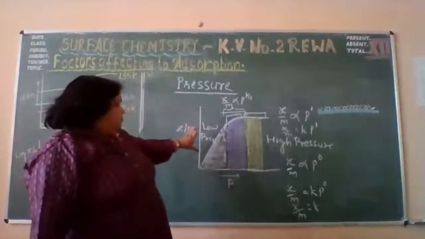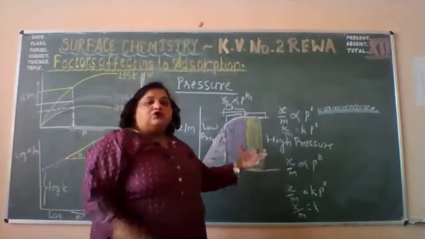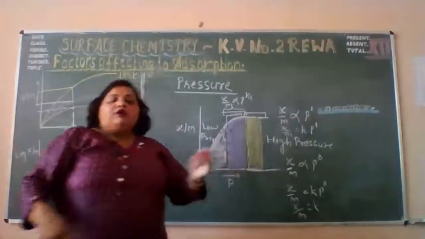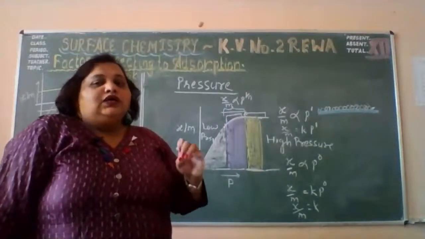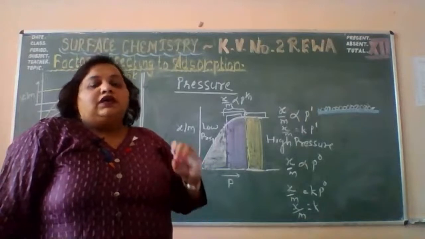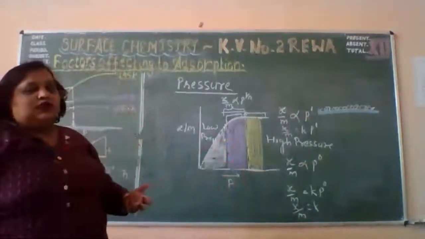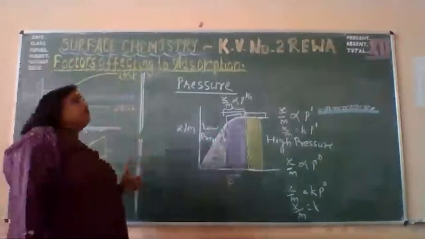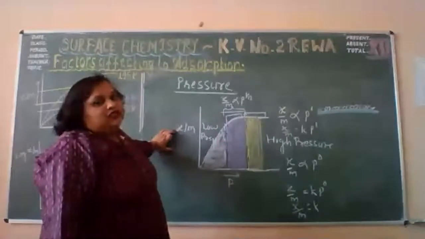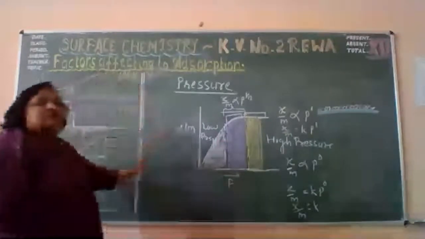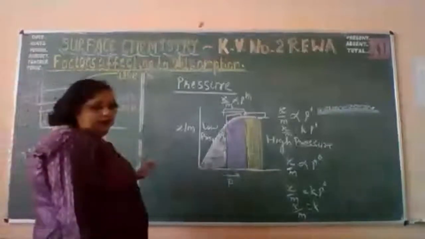But do you feel that it's easy to divide the graph into so many different parts, and for everything, write a different expression? No, right? So it is convenient to use one common equation for this, right? And this common equation, this mathematical representation, has been given by Freundlich, right? And this relationship is the Freundlich adsorption isotherm.